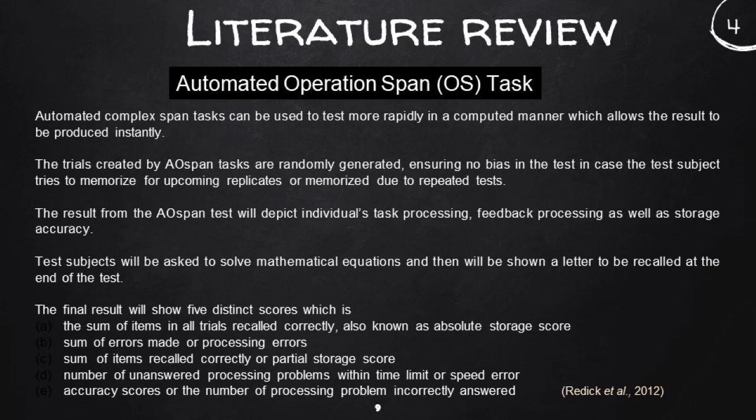All of the test subjects will be asked to solve mathematical questions, and then they will be shown a letter to be recalled at the end of the test. This will be going on for around 3 to 7 letters to be recalled. The final result of the test will show 5 distinct scores, which are the absolute storage score, processing error, partial storage score, speed error, and accuracy score.